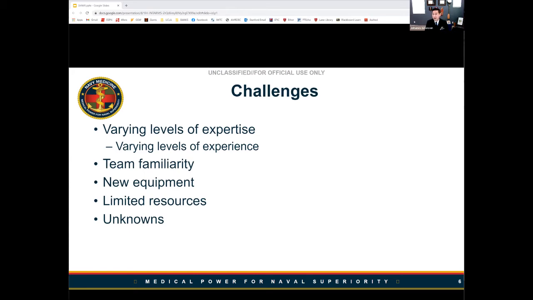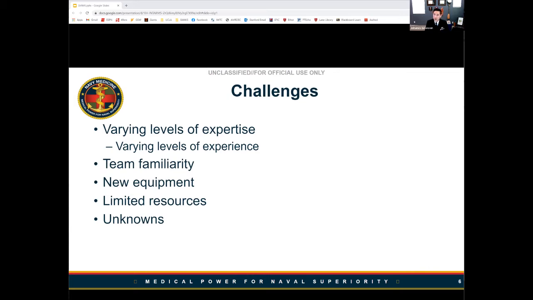Then there's the team familiarity. When we deploy, we don't deploy as a unit from the same institution. Many of the units are made from a combination of individuals from any of those sites I showed previously. Learning to operate as a team in a stressful situation can prove to be really challenging sometimes.